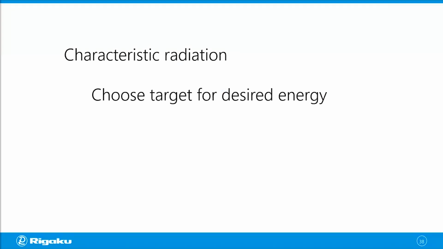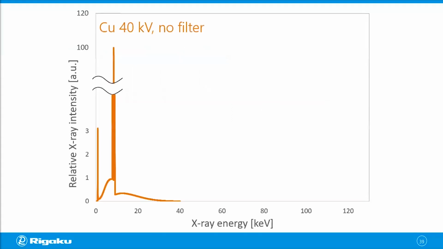For example, if you want to use, let's say, 8 keV energy, then you would use copper as your target material. Then you can apply 40 kV or even higher voltage to get high intensity without worrying about shifting the energy of the X-rays, because this 8 keV is characteristic to copper. Its distribution is pretty narrow, and you are going to get some Bremsstrahlung radiation from copper as well, but its intensity is pretty low compared to the characteristic radiation.